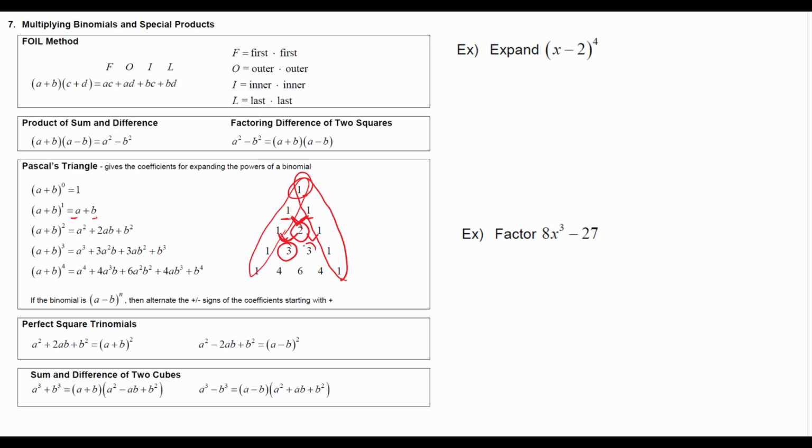You add these two, it creates that number. When you add these two, it creates this number. You add these two, it creates that number. You add these two, it creates this number. So that's called a Pascal's triangle.